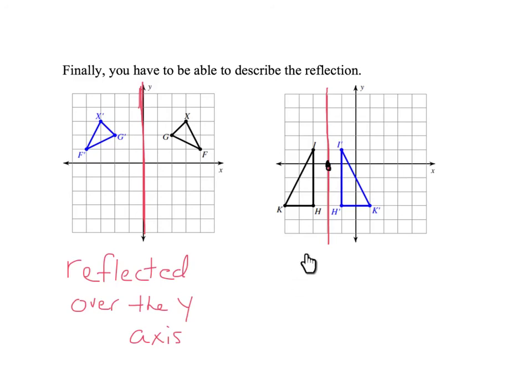That means this was reflected over the line x equals negative 2. And that's all there is to describing a reflection that is on a graph.